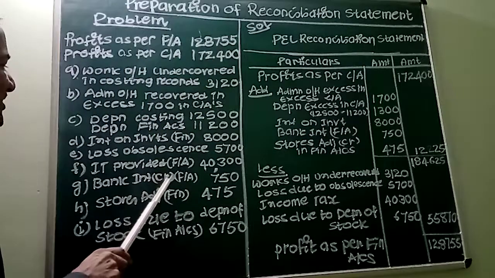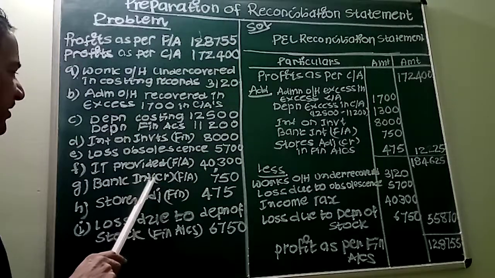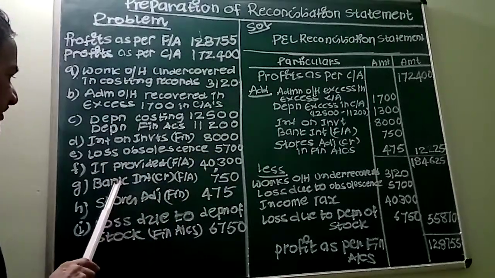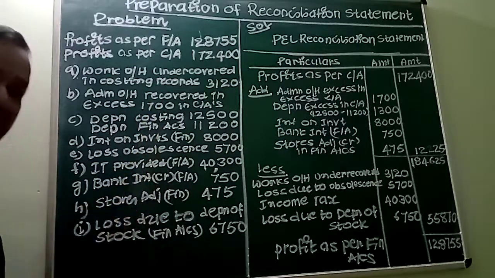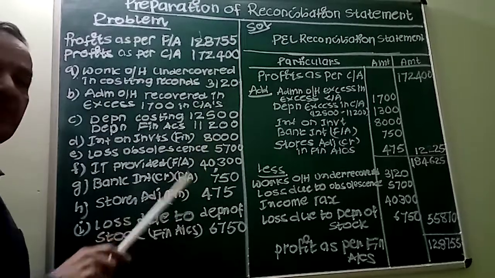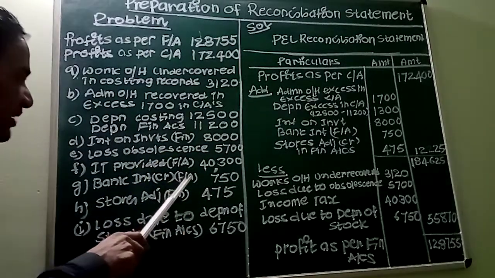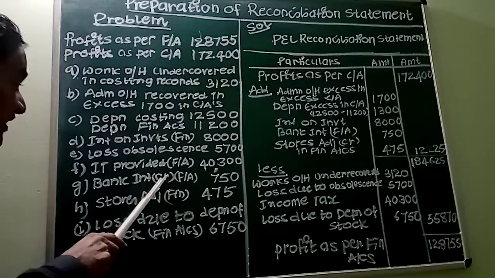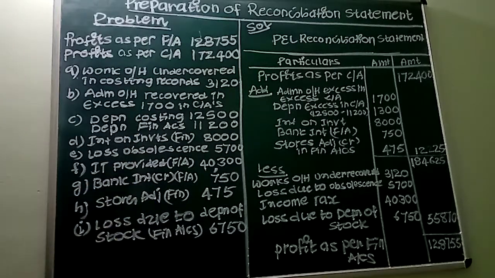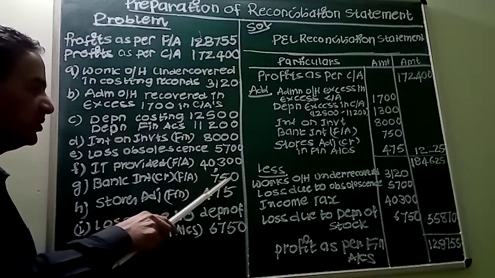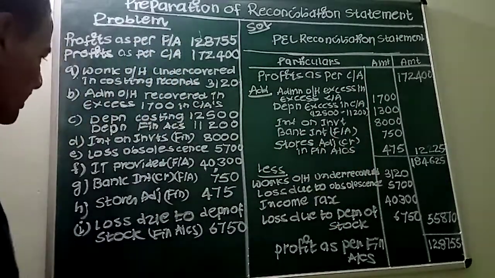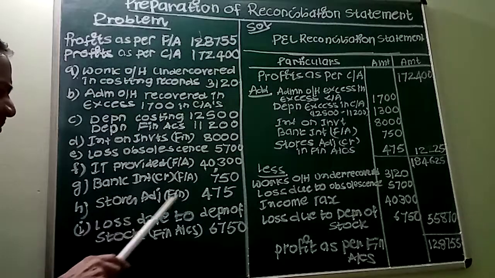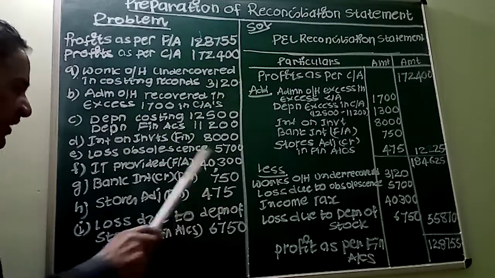Next, bank interest credits. Bank interest credit, 750. This is the interest earned or the interest credited in financial accounts. This will not find place in cost accounts. This will come only in financial accounts. That too, it is credit. Credit means plus. That's very important thing. Earned. See, this will increase the profit in financial accounts to the extent of 750. So you must add it. It's very important.